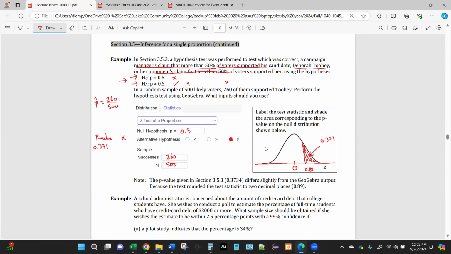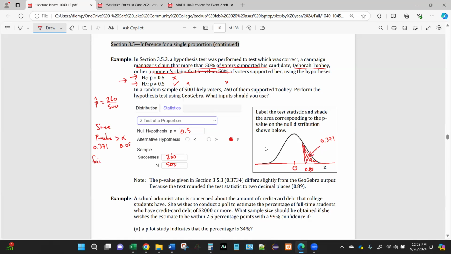Alpha is not stated. If it's not stated, then you have the liberty to choose your own alpha value. I always just go with 0.05. On the exam, it should be stated. If I somehow forget to state it, again, you can choose your own alpha value, but it'll pretty much certainly be stated for you on the exam. So since the p-value is more than alpha, we're going to fail to reject, right?